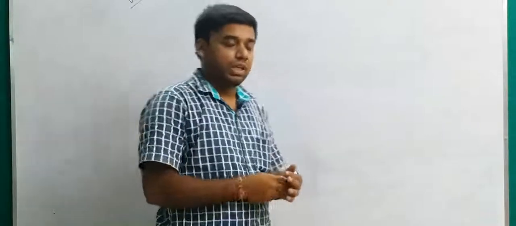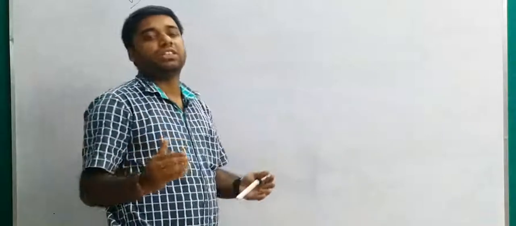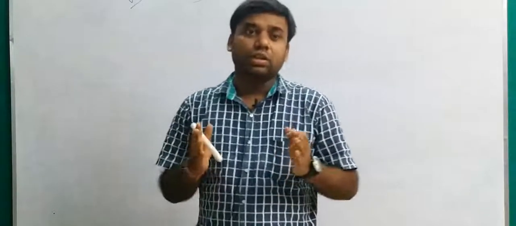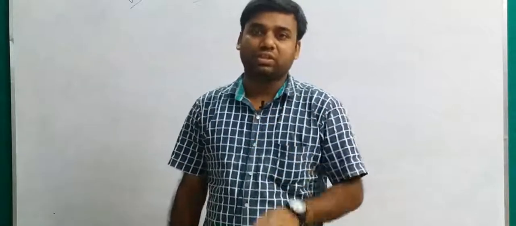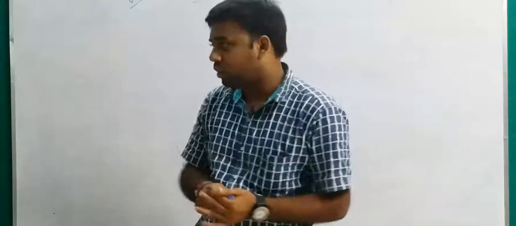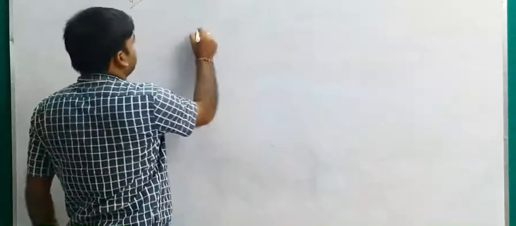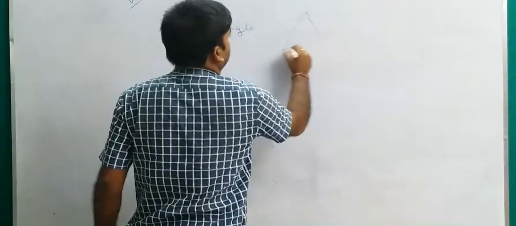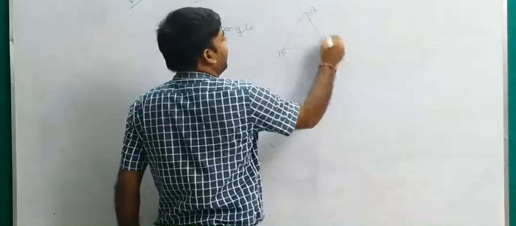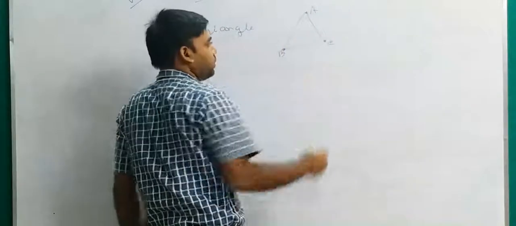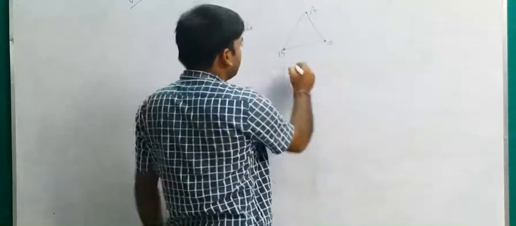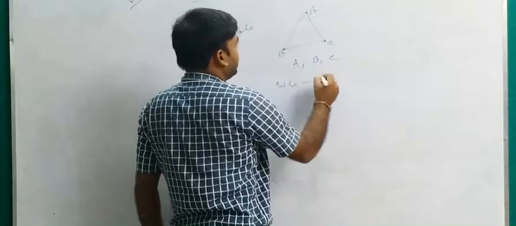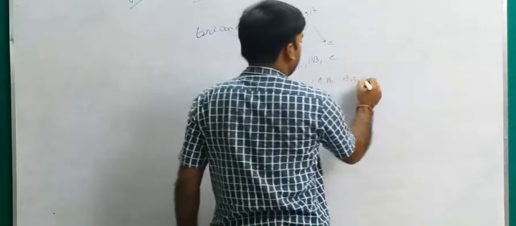A triangle means a polygon having 3 sides. A polygon is a simple closed curve, and a triangle is one type of polygon having 3 sides. It has 3 vertices A, B, C. Vertices means these corner points are called vertices. The 3 vertices are A, B and C, and the sides are AB, BC and AC.